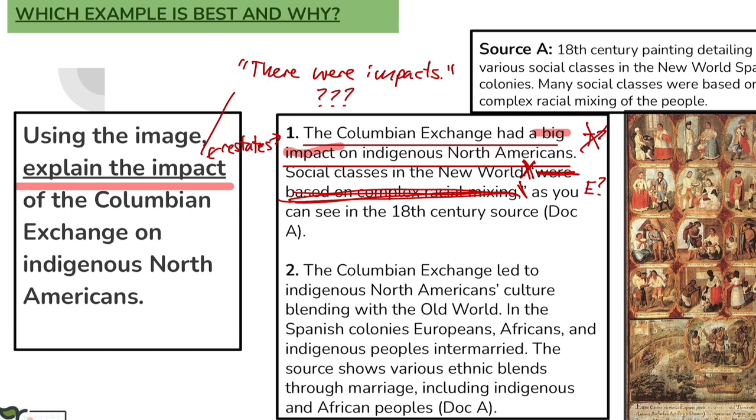So to make it easier for us to grade on whether or not you actually answered the question, we cross out all quotes and don't read them. So here's how it reads now. Social classes in the New World, as you can see in the 18th century source. Yeah, that's not even a sentence, and it doesn't explain the main idea. It says social classes in the New World. Okay, what about them? As you can see, you?